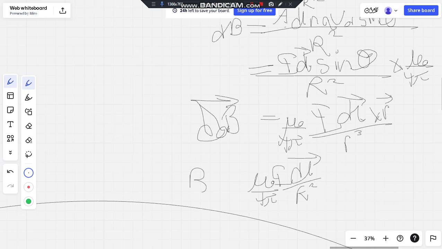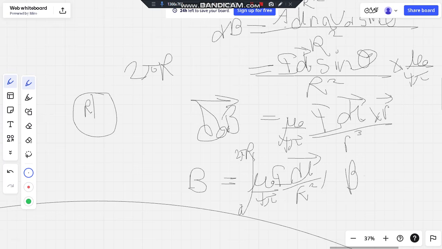Now how do you get B due to the whole coil? Well, we know this is r. What is the circumference of the coil? It will be 2 pi r. So we're going to integrate this formula, a definite integral from 0 to 2 pi r. Now we can integrate it very easily. B equals mu naught by 4 pi, I times the integral of dl, which will be 2 pi r, by r square.